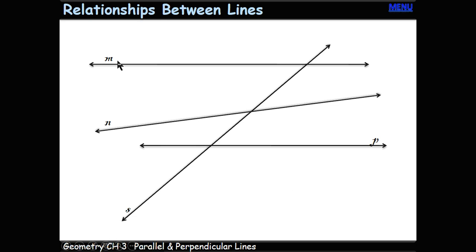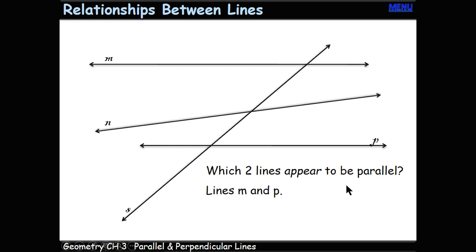In this picture, which two lines look like they're parallel? If you look at the picture, we have line M, line N, line P, and line S. Which two look parallel? Well, you think it's lines M and P. Those are the two that look like they might be parallel to each other. The problem is we don't know that for sure unless we're told or we can measure them somehow. But now if we add in these little arrows, we know that they are definitely parallel to each other. Line M and line P are parallel to each other.